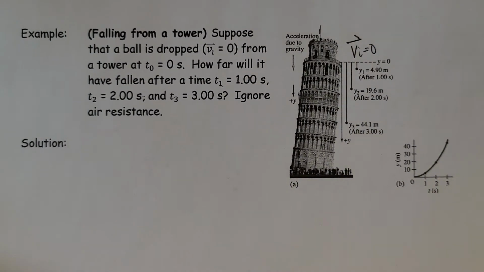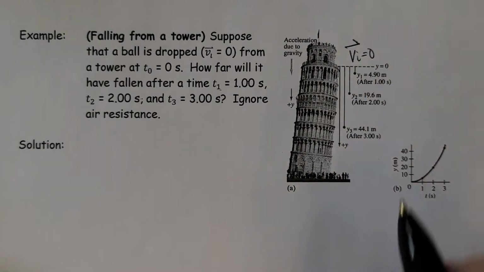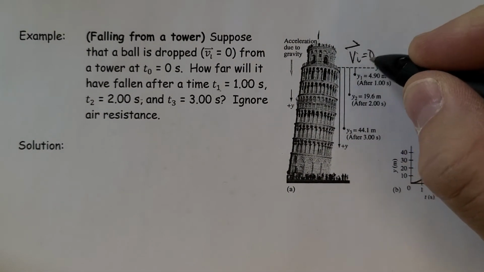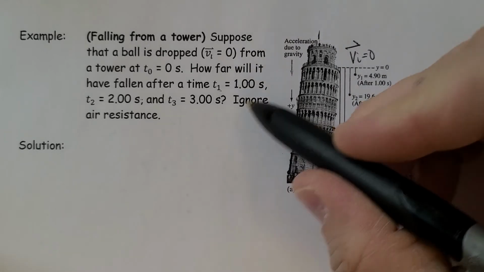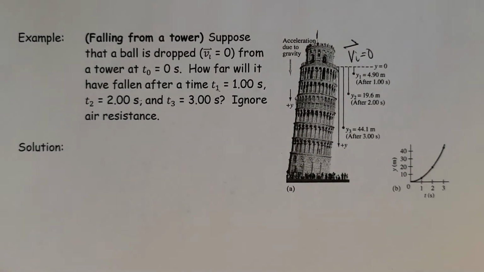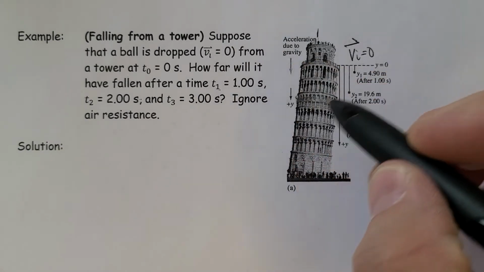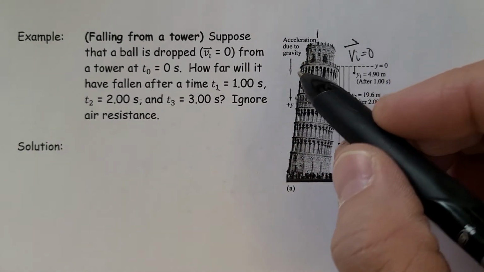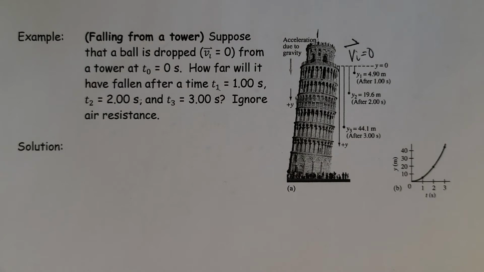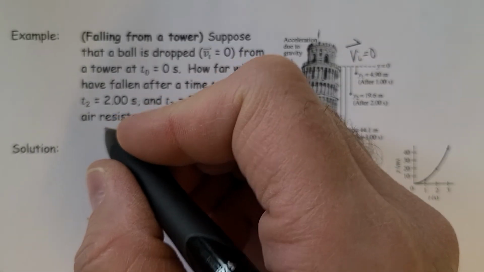All right, we'll take a look at an example involving falling from a tower here. So VI is equal to 0. So we're looking at how far it went after these time periods. So if we take a look here, we know VI, it's simply 0. We don't know anything about VF. We have time. So if we look back at our equations, I believe it's this one.